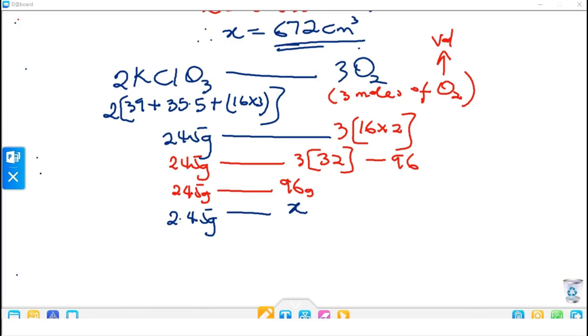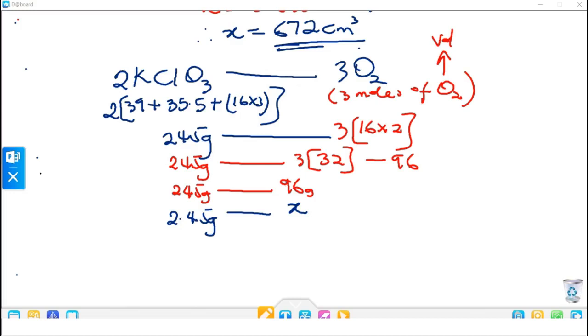And that is the essence of stoichiometry. Stoichiometry looks at volume, it looks at mass, it looks at mole. So either of these parameters may be required of us to find, whether volume, mass, or mole. So continue with what we have at hand. 245 grams of potassium chlorate produced 96 grams of oxygen gas. Now the thing is, if 2.45 grams of potassium chlorate is provided, what mass of oxygen will it give?